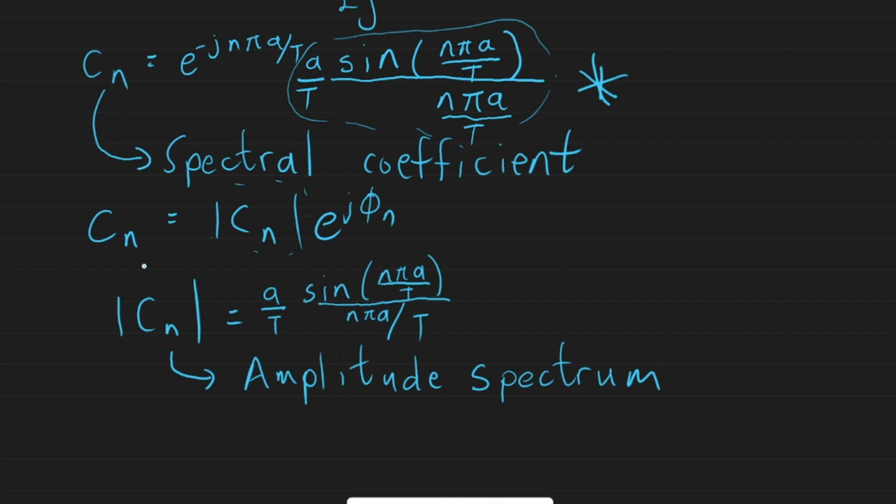The next part of this coefficient Cn is this e to the power j phi n. So there's our e here, and we have our j here, and then this phi n is actually equal to minus n pi a over t. So phi n is equal to minus n pi a divided by t. This phi n is called the phase angle. In this case, it's the phase spectrum value. That's the phase spectrum.